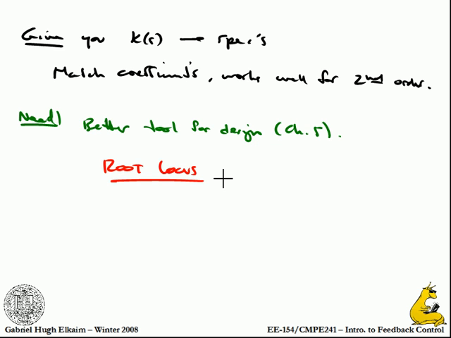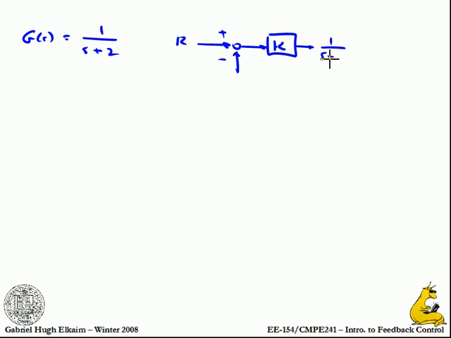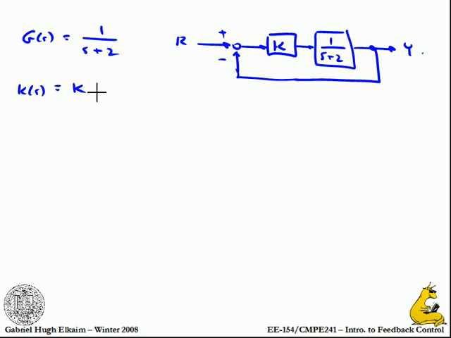So let's start with a real simple system. We're going to have G of S equal to 1 over S plus 2. I'm going to put this in my standard setup. Here's my reference input. I'm going to put it through a compensator that's just a straight gain K, then my plant, and unity feedback, and here's my output that I'm interested in. So K of S in this case is just my gain K.